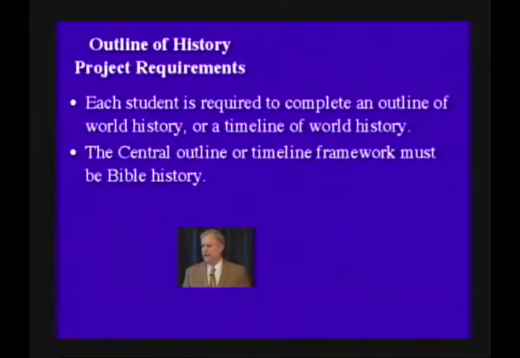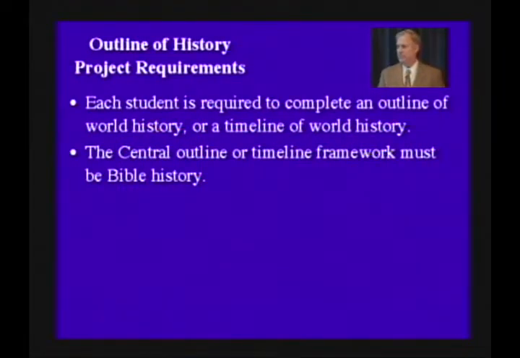Remember that the central outline or timeline framework must be Bible history. Now that's a requirement that I'm imposing on this. So when you think of your essential structure of history, we'll begin that in lecture 2 in terms of giving a basic view of biblical history. What we're looking at is we're going to take the biblical parameters. Simply stated, Genesis is the beginning of time at the creation, and Revelation is the end of time at the return of Christ and the establishing of the millennium and the bringing New Jerusalem down to earth.